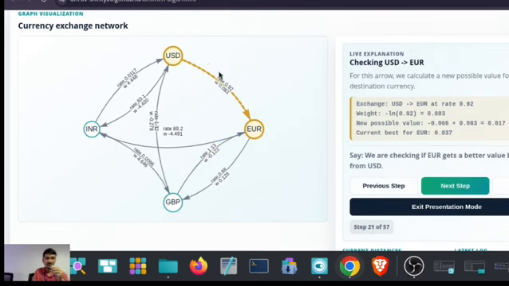See, one cycle is already completed. Then in the next cycle we have to compare. The USD value is already updated previously, so now we have to add the value of USD again to the rate and compare it with EUR. If the sum of these two is less than EUR, then we have to replace EUR with it.